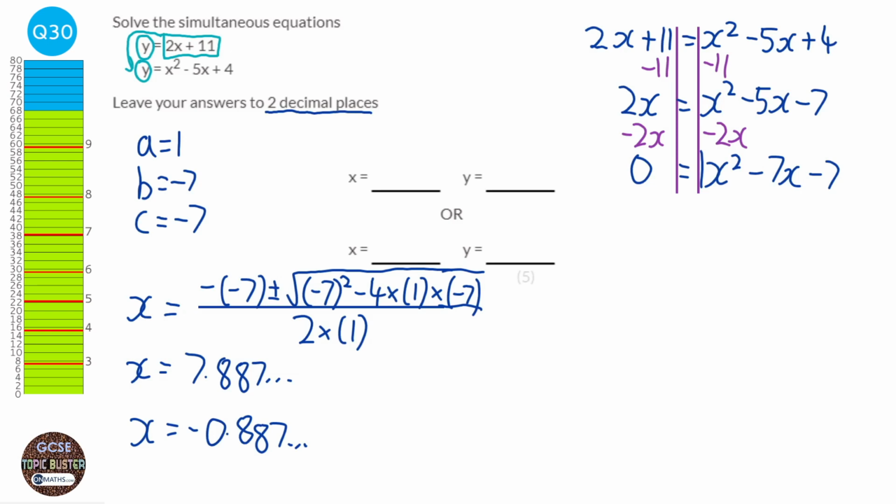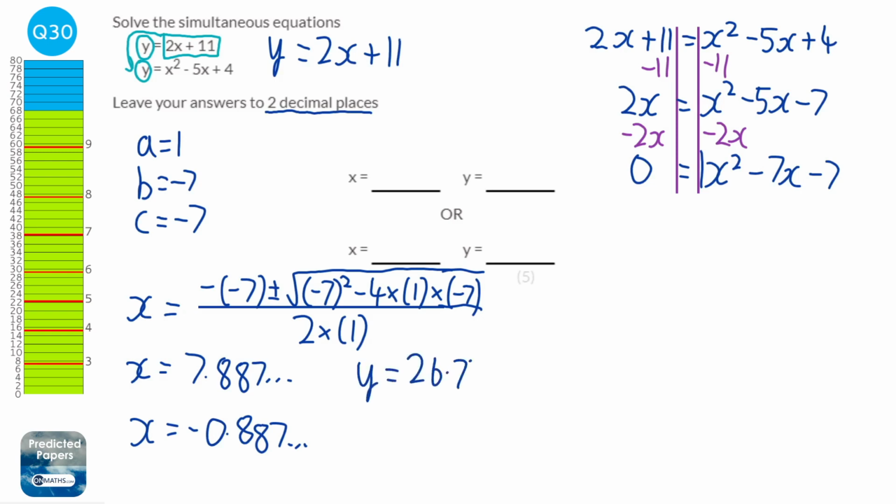So we look at this first equation here, which says y equals 2x plus 11. It means to find out what y is, all we need to do is times it by 2 and then add 11. So I'm just going to do that with the first solution we have, so 7.887, blah, blah, blah. I'm going to times it by 2 on my calculator, and then plus 11. And that gives me the answer of 26.774, blah, blah, blah.